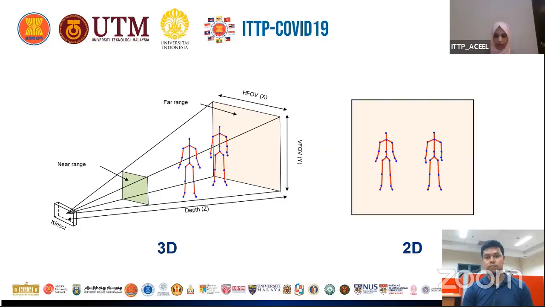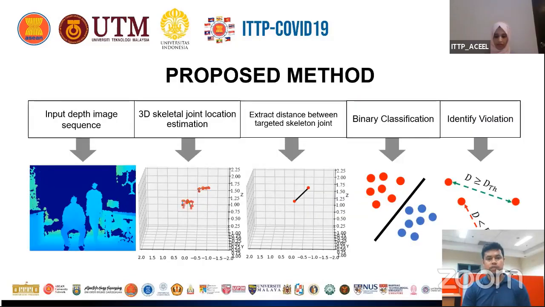In our proposed method, we use the depth images to identify humans in the scene, and we extract the 3D skeletal joint positions from the depth images. From all the joints, we derive the shoulder center joint and extract the distance between individuals. We perform a binary classification on all the collected distances and identify the violations in the current frame.